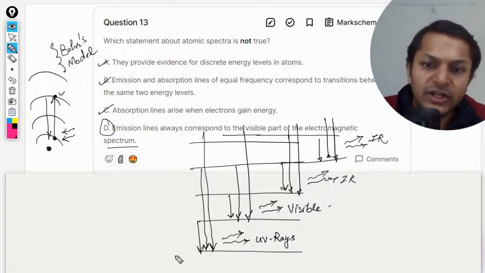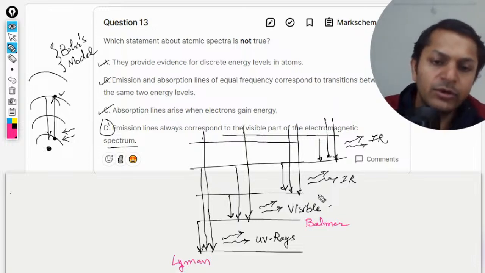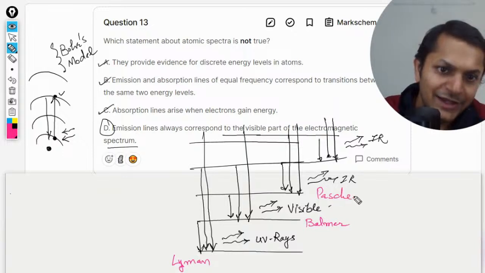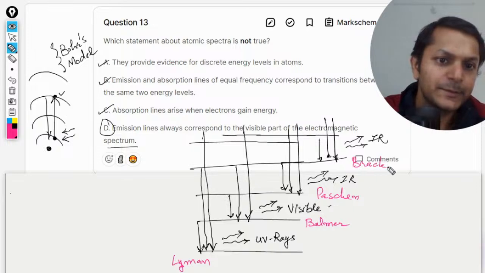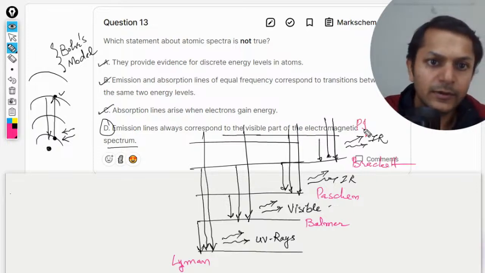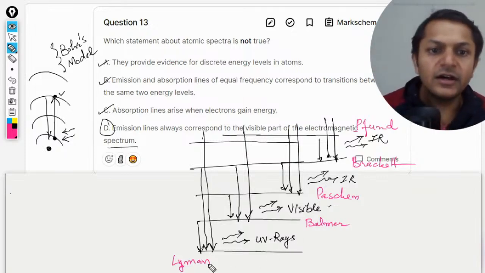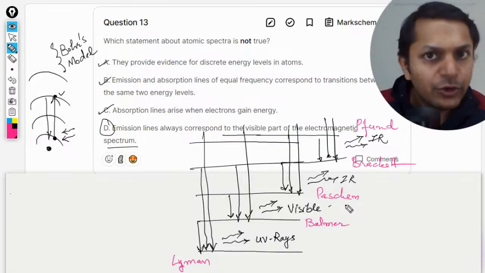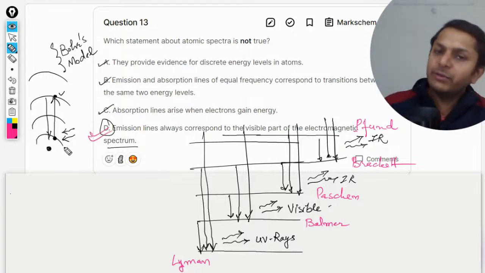Now I'm going to give you the names also. This is known as the Lyman series, this is the Balmer, then Paschen. Not actually remembering everything: Lyman, Balmer, Paschen, Brackett, Pfund, whatever way you pronounce it. So these are the five series, and these are the radiations produced in them. So this is how we do this question, my dear student, and the answer for our question will be D.